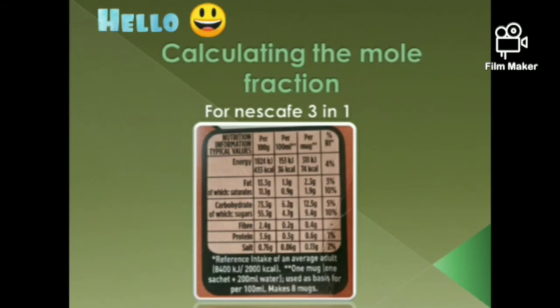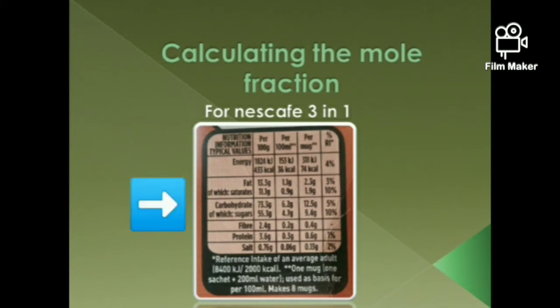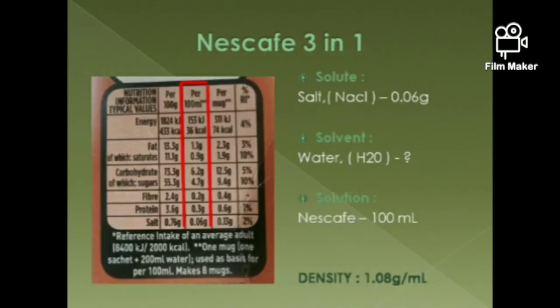Hey everyone, I am Sangamitra. Now we are in the part of calculating the mole fraction. As we know, the product we are using is Nescafe 3-in-1. So let's go. First of all, we have to make sure that we have identified all the vital details. Our solute here is salt with a mass of 0.06 gram. The solvent is water, but we don't know any information about it yet. The solution is Nescafe and the volume is 100 milliliter. Another thing that we should know is the density, which is 1.08 gram per milliliter.